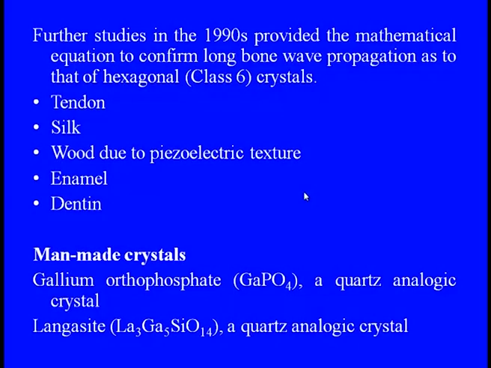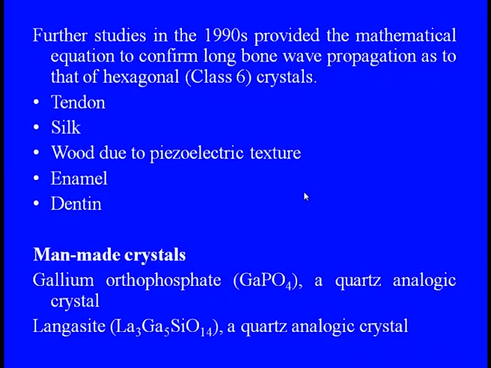Further, some mathematical equations can be brought out for long bone wave propagation in hexagonal crystals, such as tendon, silk, wood due to piezoelectric textures, enamel, or dentine. These are a few of the examples.